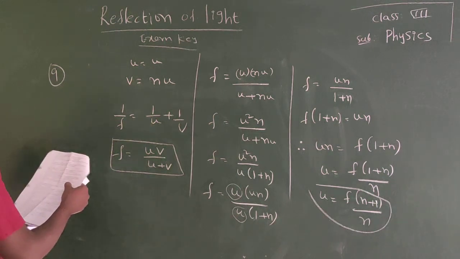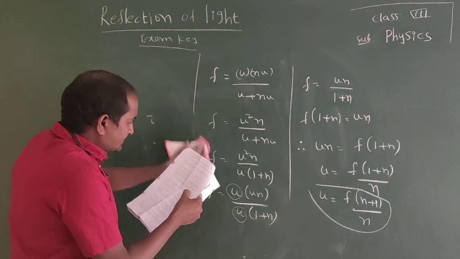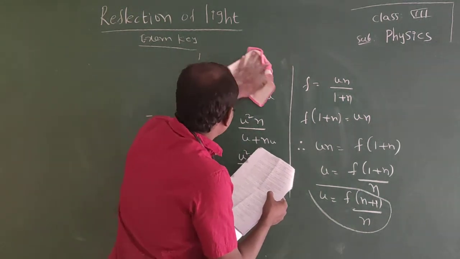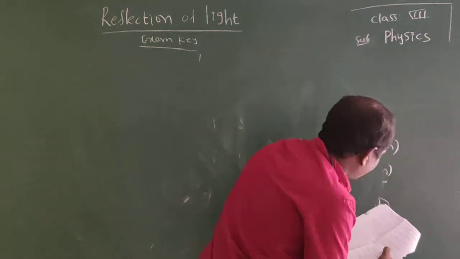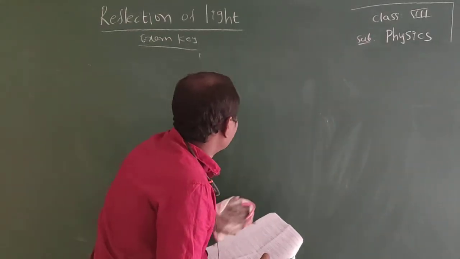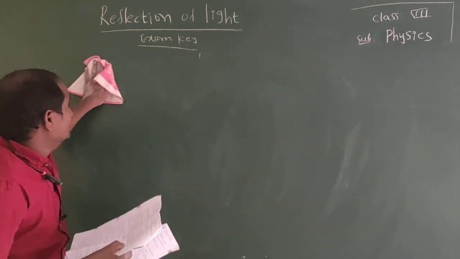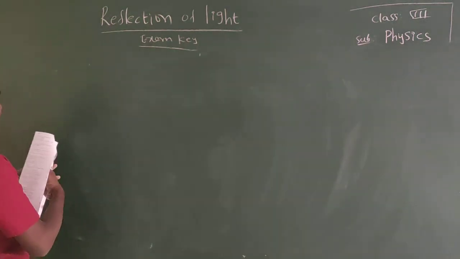10th one. The focal length of a convex mirror is 10 centimeters. The object, of height 2 centimeters, is placed at a distance of 20 centimeters. For a convex mirror, focal length is positive, but here object distance is negative. Okay, so the focal length is given.